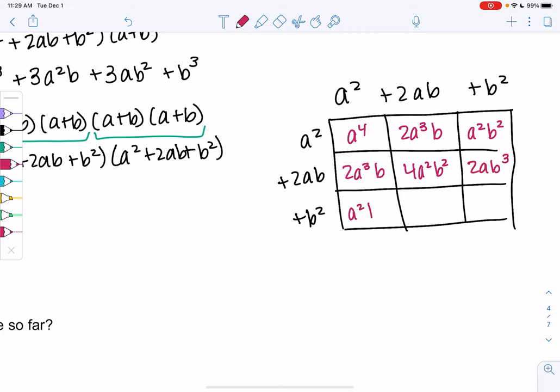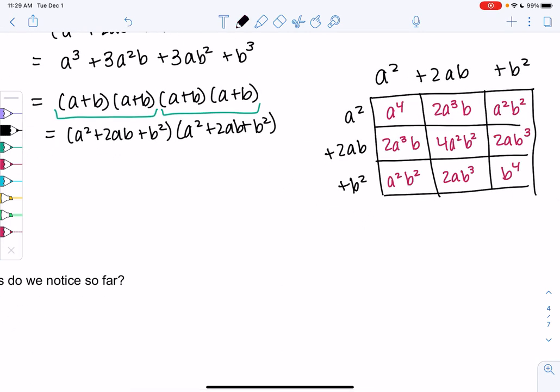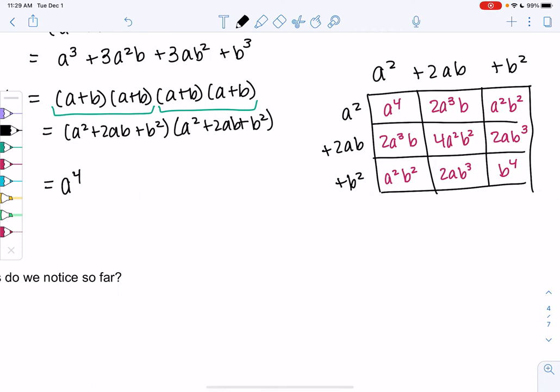Bottom row, a squared b squared, 2ab cubed, right, just multiplying, and then the last one is b to the fourth. So let's go ahead and find some like terms and add this up. So I'm going to, again, go in order of highest power for a. So that's a to the fourth. And then it looks like 2a cubed b and 2a cubed b. And that's it. So 4a cubed b. And then let's do a squared. So we have a squared b squared, 4a squared b squared, and then another a squared b squared. So that would make 6: 1 plus 4 plus 1.